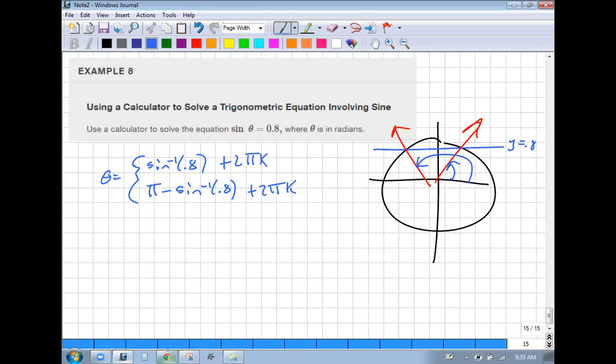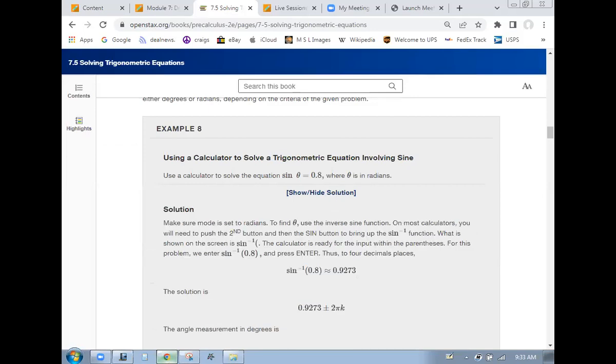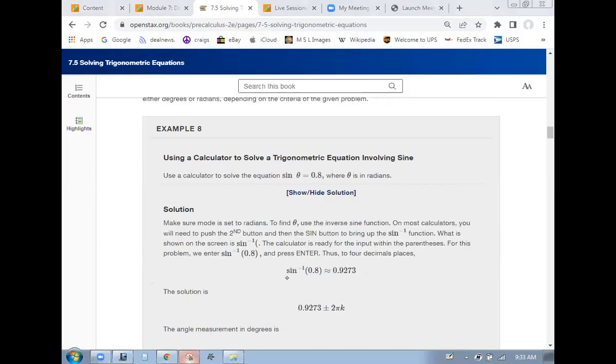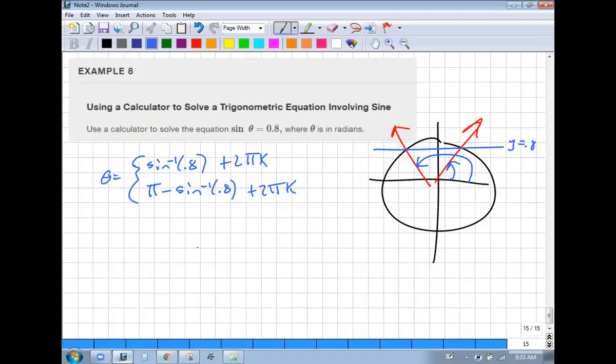Now, they say use a calculator. I don't want to waste my time with a calculator, so I'm just going to look and see what the number is. So that's what that number is. So replace this with 0.9273, right? I always leave things like that because then it's exact. It's an approximation. But for the WebWorks, they're going to want you to use your calculator and get an approximation. So you'll actually have to plug that number in.